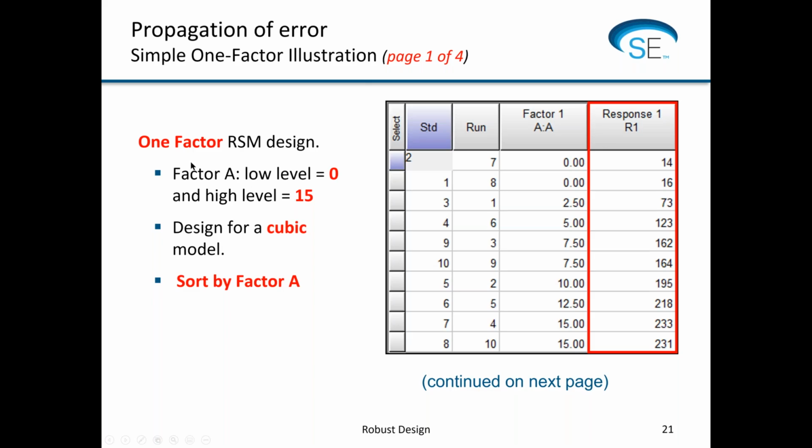I'm just going to look at a one-factor design where the X is going to be varying. In this case, the X is A from 0 to 15. Originally, I designed this for a cubic model. I sorted it by X. Notice the run order is in a random order, of course, that's the way you'd run it. I just sorted it so you could see the progression and the responses. As factor A gets higher, the response increases. There certainly appears to be some strong relationship there.